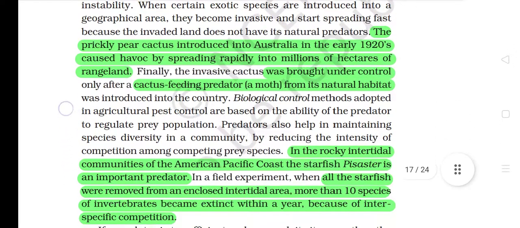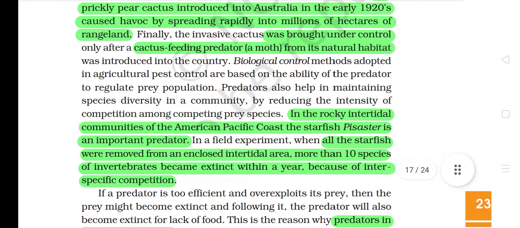The prickly pear cactus introduced into Australia in the early 1920s caused havoc by spreading rapidly into millions of hectares of rangeland. Finally, the invasive cactus was brought under control only after a cactus-feeding predator, a moth, from its natural habitat was introduced into the country. Biological control methods adopted in agricultural pest control are based on the ability of the predator to regulate prey population.